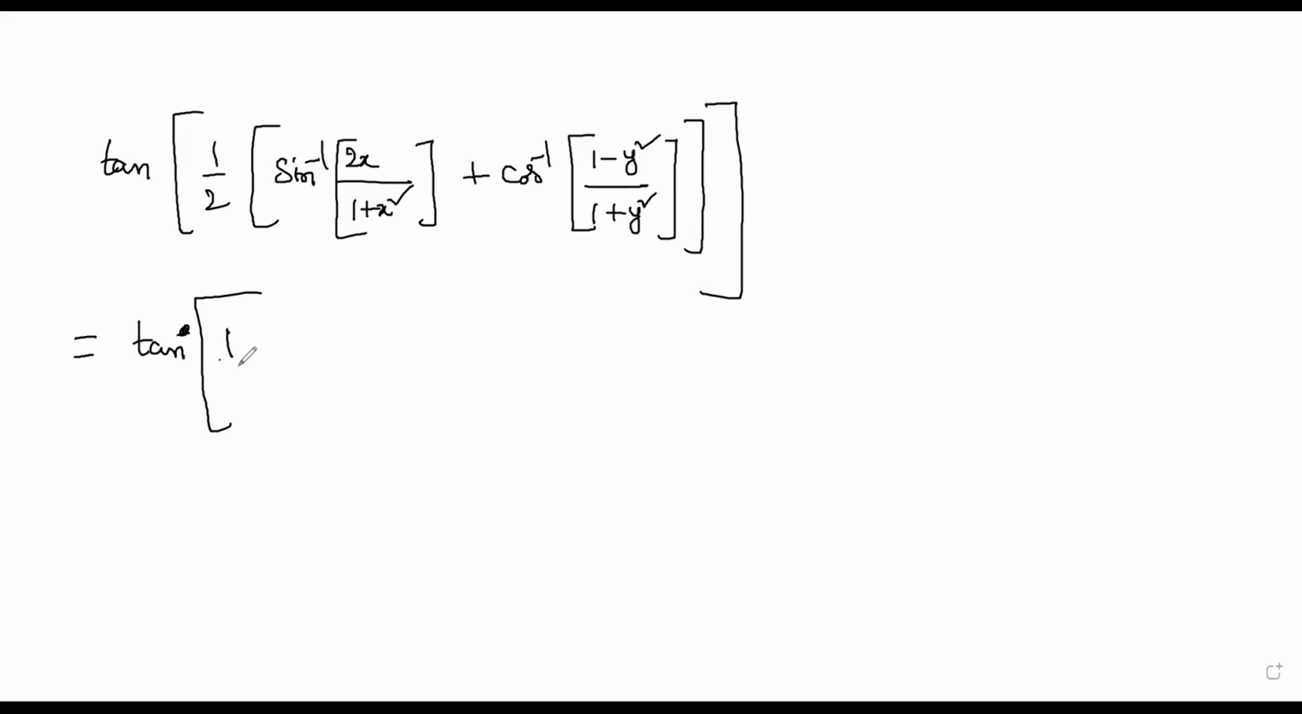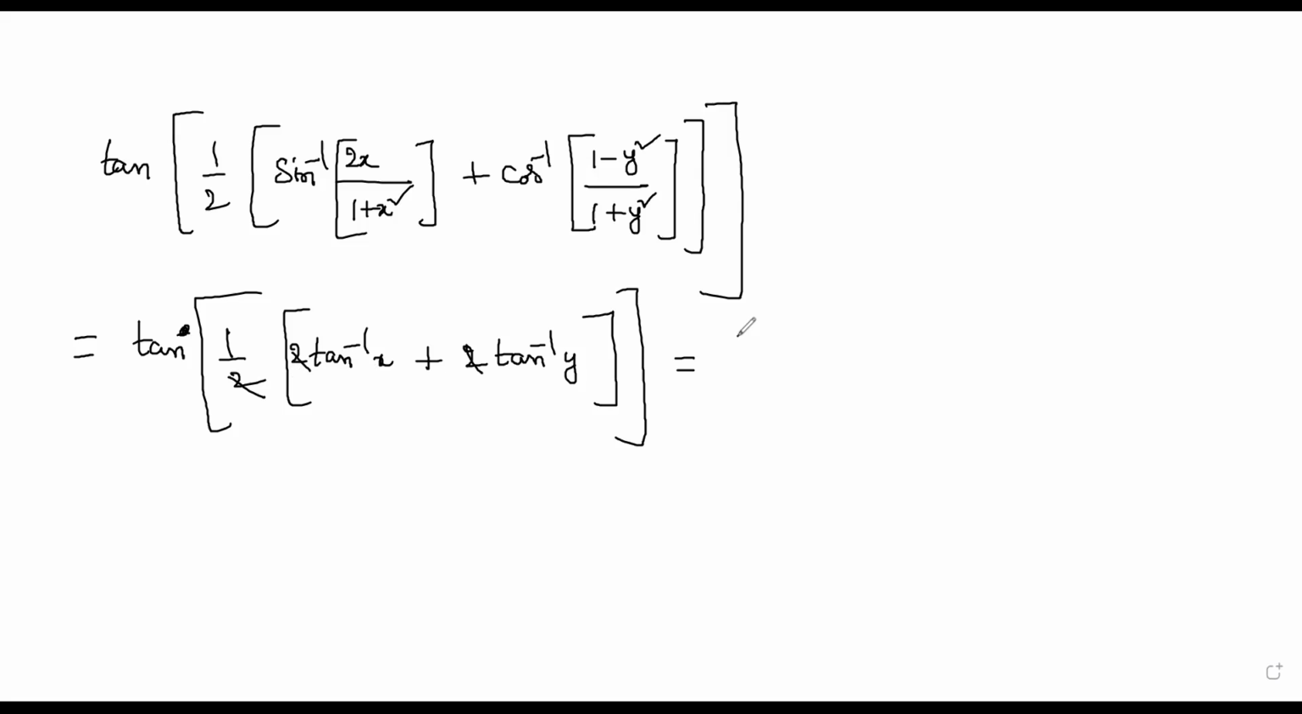So this becomes tan inverse of tan of half. What is sin inverse of 2x by 1 plus x square? That is nothing but, can you guess? That is 2 tan inverse x. And this is 2 tan inverse y. We just did that, right? We can substitute that. So after substitutions, this 2 can be cancelled everywhere altogether. So 2 you can take common and then cancel here. So this becomes tan inverse x plus tan inverse y.